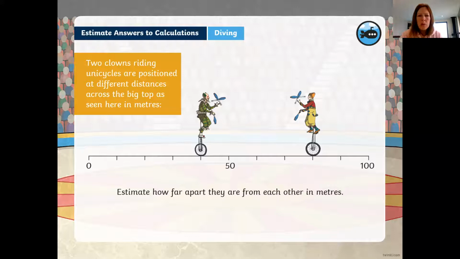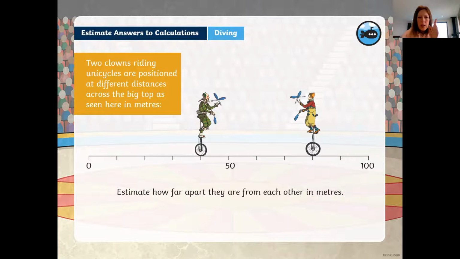Two clowns riding unicycles, very clever. I've never been able to do that, and I'm always impressed with people who can. They are positioned at different distances across the big top, as seen here in meters. This is a bit like a scale, like when we did our work on measuring weight and capacity. Estimate how far apart they are from each other in meters. This is like a number line for us, which is quite handy for us to be able to see.